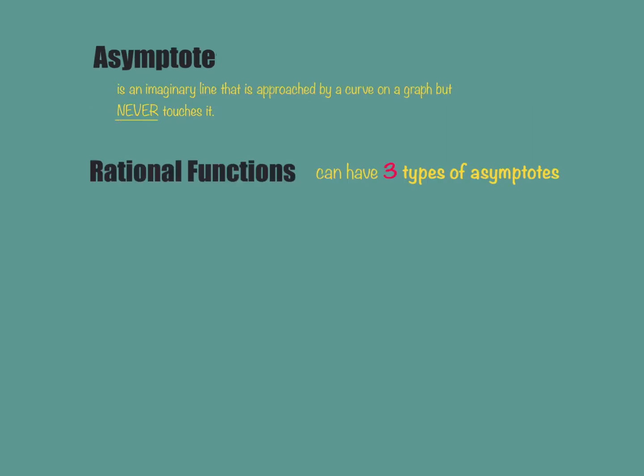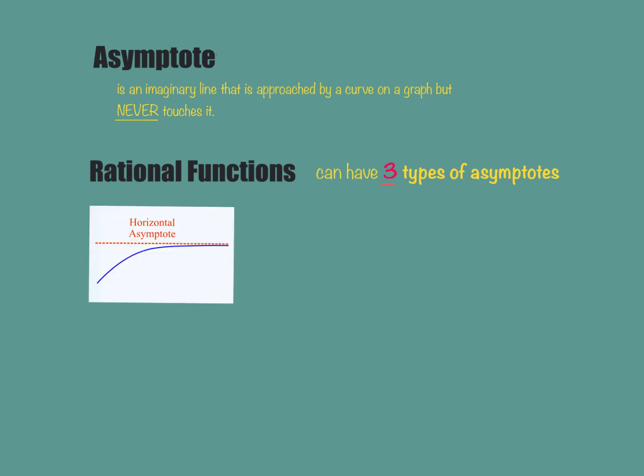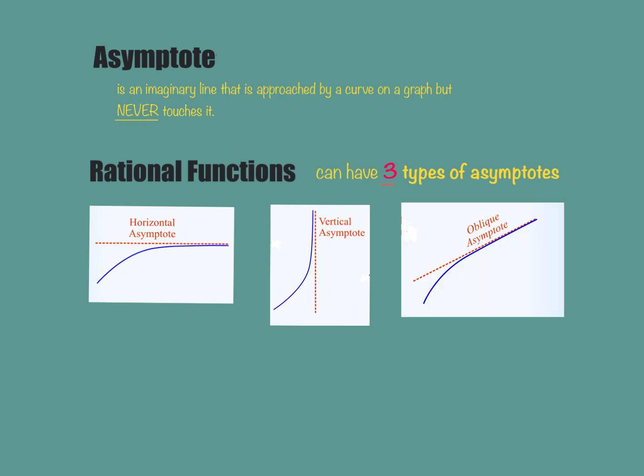And rational functions can have 3 types of asymptotes. This video is not about rational functions, but I did do a video on rational functions, and I'll put a link to that video at the end of this YouTube. We can have a horizontal asymptote, or we can have a vertical asymptote. And the third type is called an oblique asymptote. Sometimes I call it a slanted line, but oblique is the proper name. And sometimes there are no asymptotes.